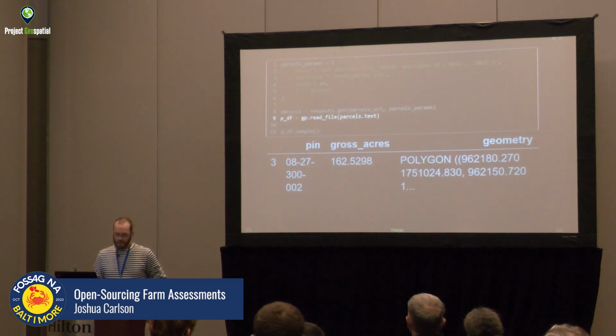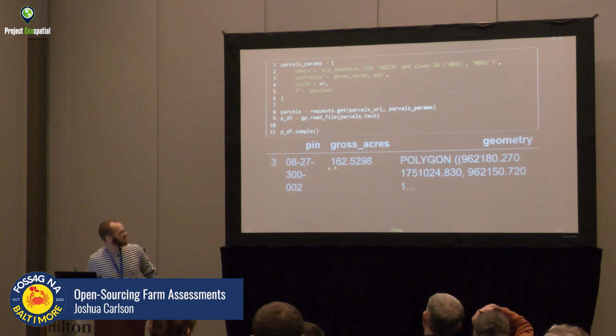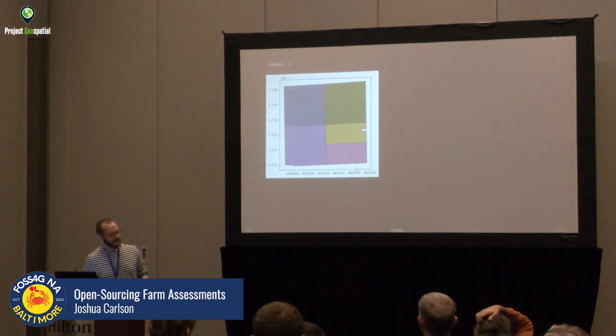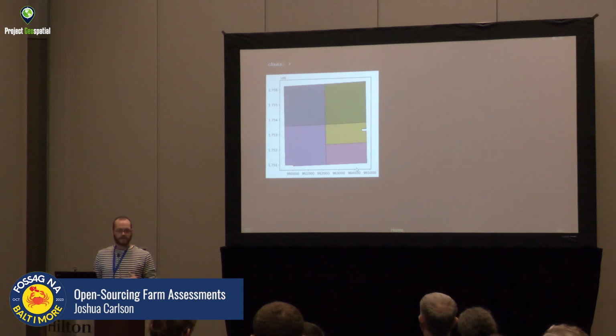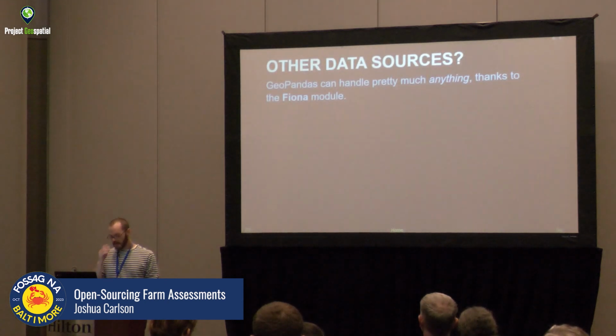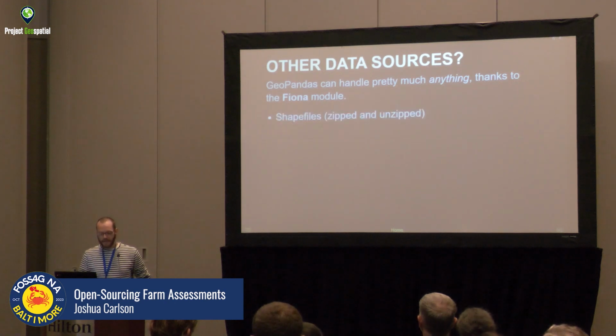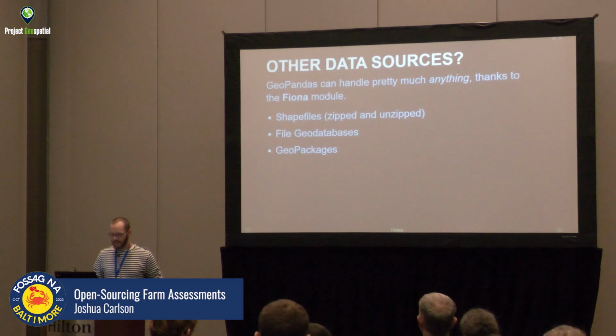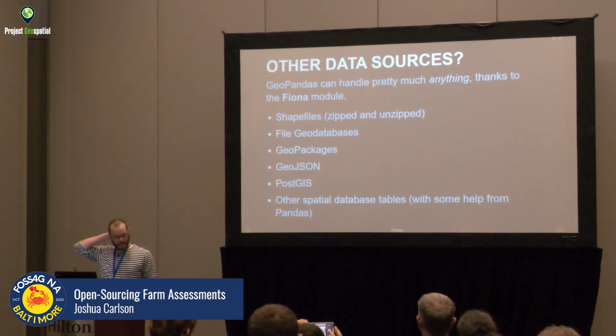And then GeoPandas can just read that and gives us, you can't see this, but you plot it, there's our parcels. So that's my starting point. And I wrote this a while ago. GeoPandas can handle pretty much anything: shapefiles, zipped or unzipped, file geodatabase, geopackages, GeoJSON, direct PostGIS queries. If it's not in Postgres, if it's in something else, you can query it and pull it in separately.